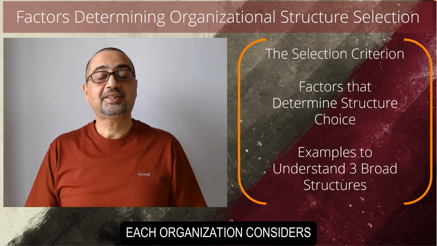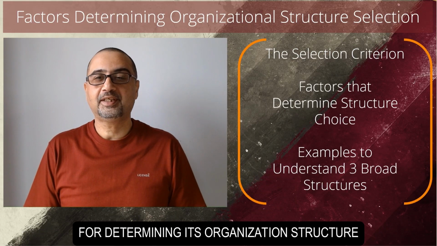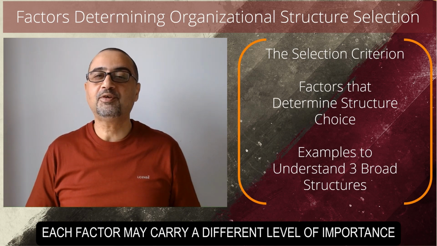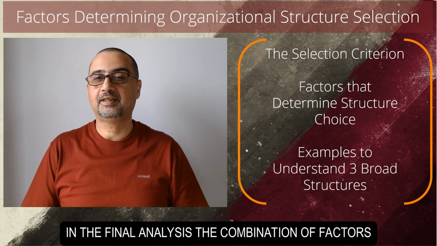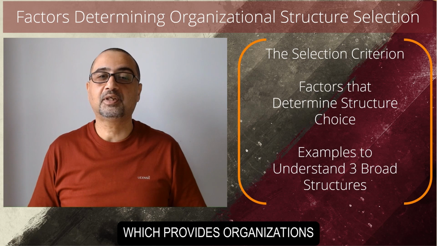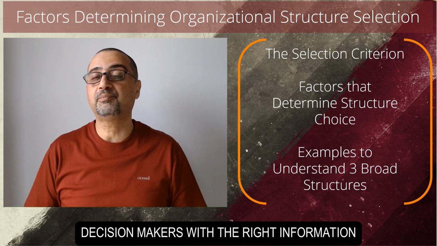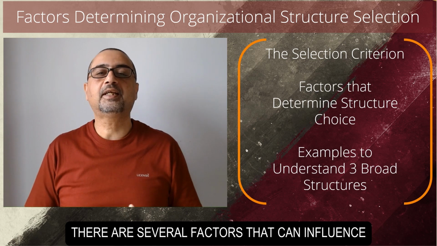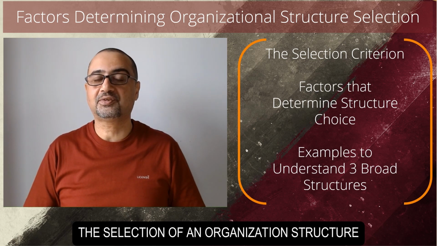Each organization considers numerous factors for determining its organization structure. Each factor may carry a different level of importance in the final analysis. The combination of factors, its values, has relative importance, which provides organizations' decision makers with the right information for selecting the right structure.